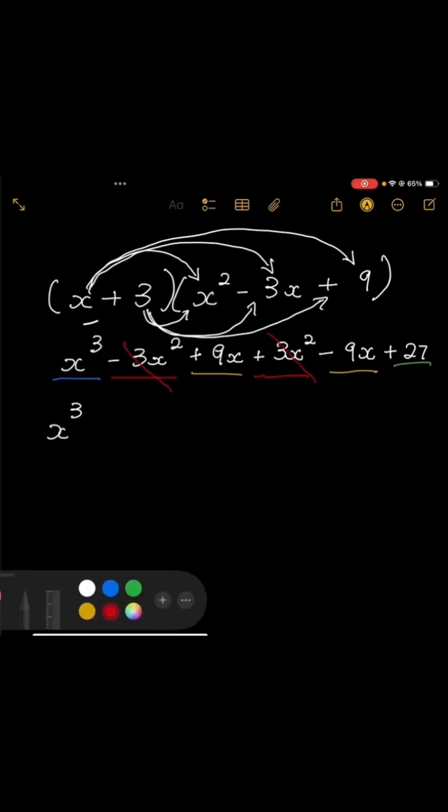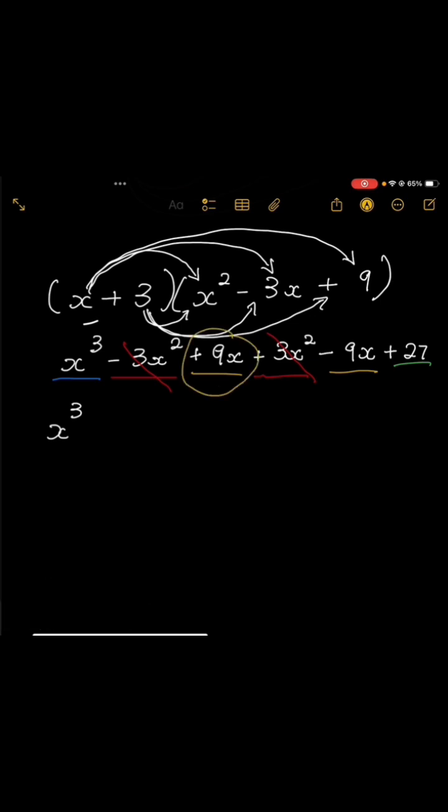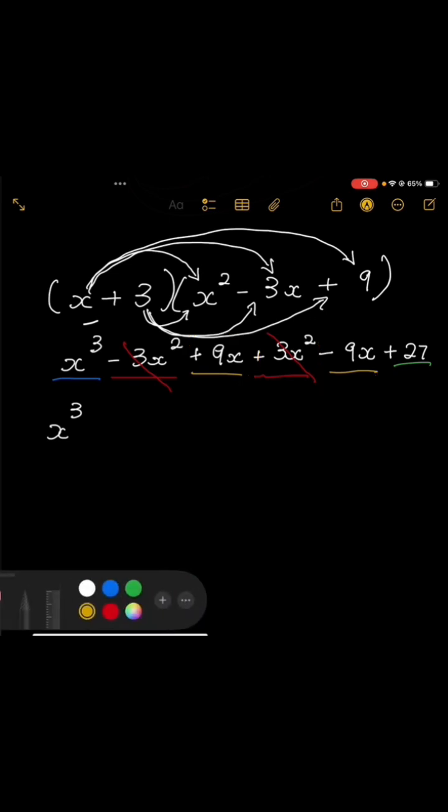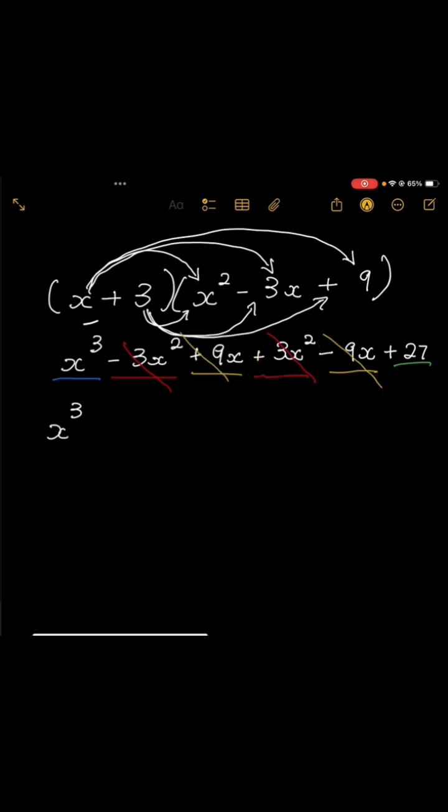Then we proceed to the other term. Here we've got positive 9x and negative 9x. Same situation. They are the same terms with opposite signs. Positive 9 minus 9 is equal to 0. So in that case, you cancel this one, cancel that one.